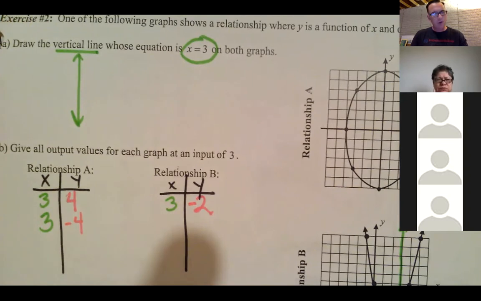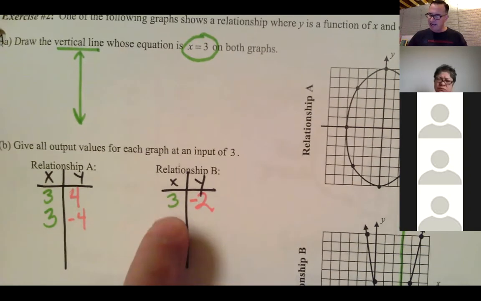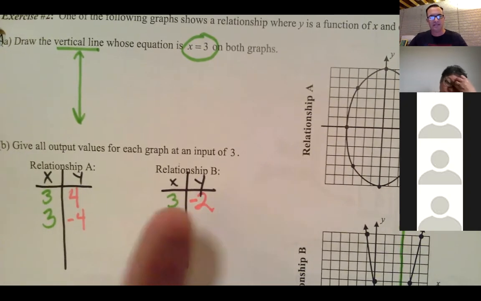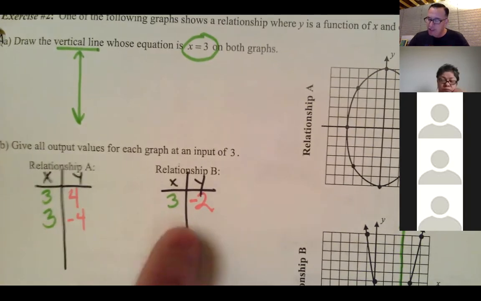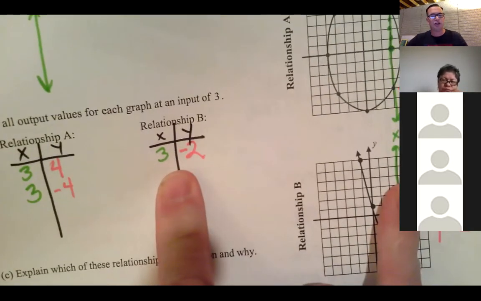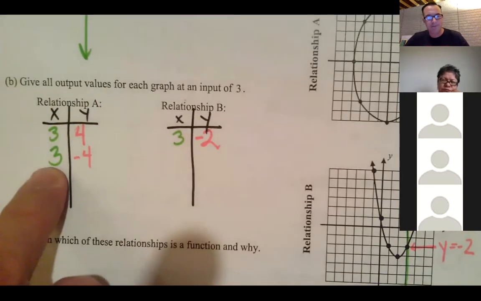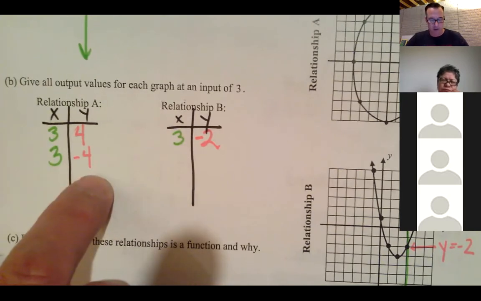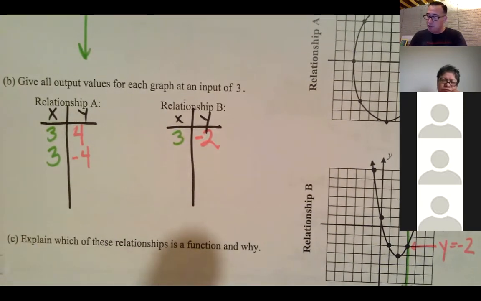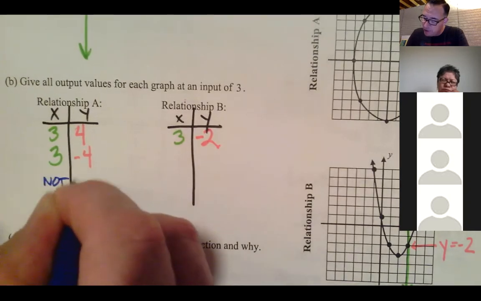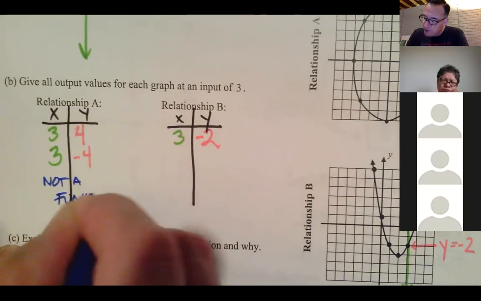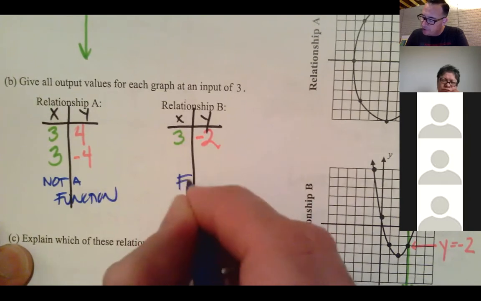So when we think back to what we just talked about with our tables, in this case, my input of 3 only gives me -2. Each input gives exactly one output. This relationship B, that's a function because each input gives exactly one output. If I look at this one, 3 gives me 4, but 3 also gives me -4. So in this case, this one here is not a function. And this one right here is a function.